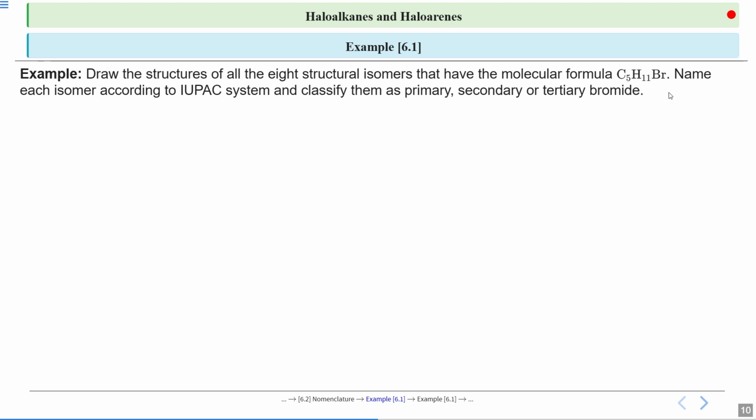You know the structural isomers, right? Where the molecular formula is the same but the structure is different by just interchanging some substituent from any carbon to any carbon. Okay, so you have to draw the 8 structural isomers of this formula, and name each isomer according to the IUPAC system and classify them as primary, secondary or tertiary bromide. So it's very easy. Try to do that, and you have some time. After that, we will see the correct answer and the correct way we can solve it.